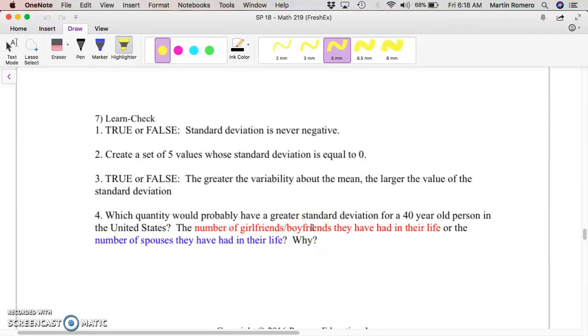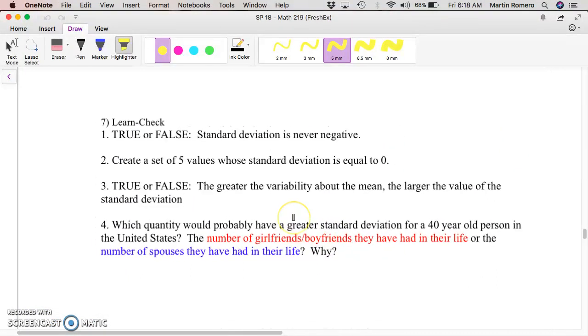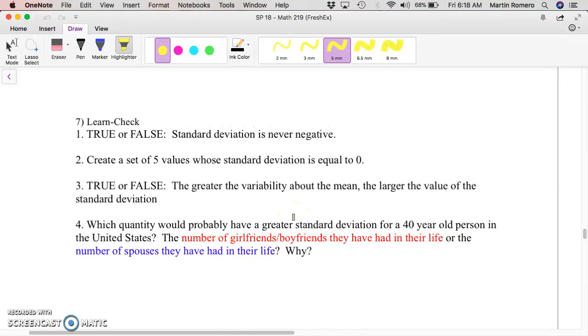So question to consider real quick. When we measure and calculate standard deviation, can standard deviation ever be a negative value? The answer to that question, think about that. It measures how far from average all the values are, how far from the mean all the data set is. So when you're measuring distance, how far something is, the standard deviation can never be negative. So that is a true statement.